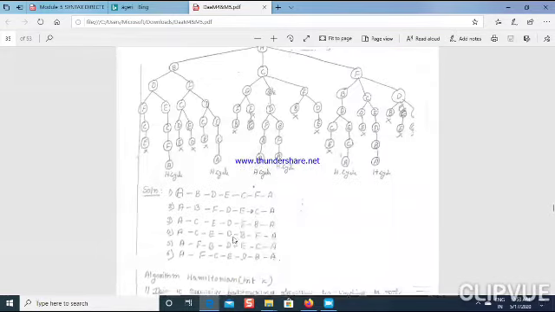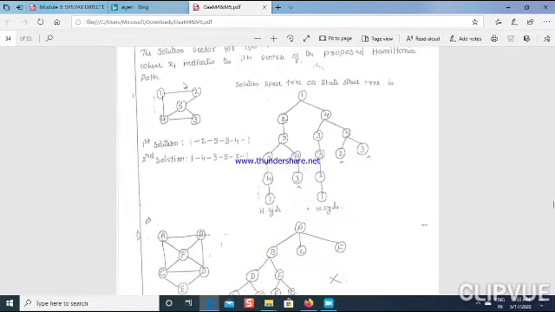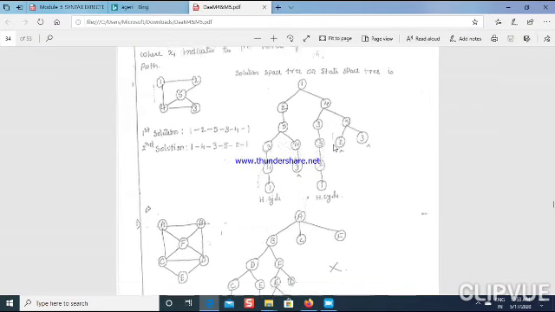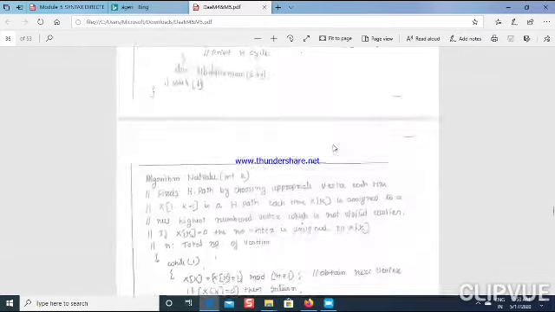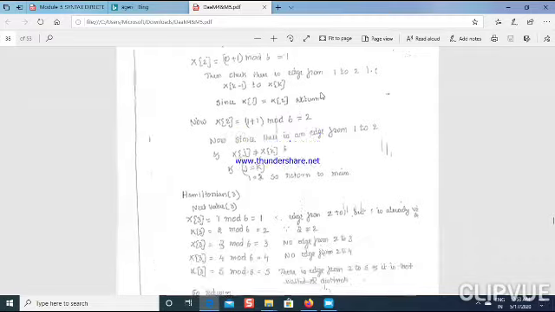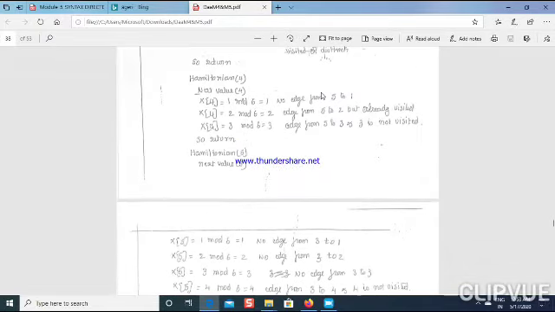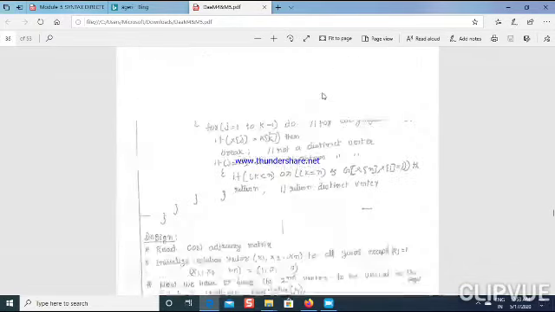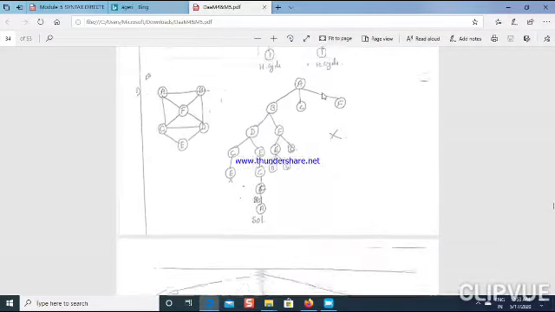For the Hamiltonian cycle, they will ask for the tracing. If they ask for the tracing, just write the solution space tree. Don't write this tracing, whatever I have written here. It is only for your understanding purpose. I have written all this tracing portion. So write the algorithm, and if they ask, the tracing.